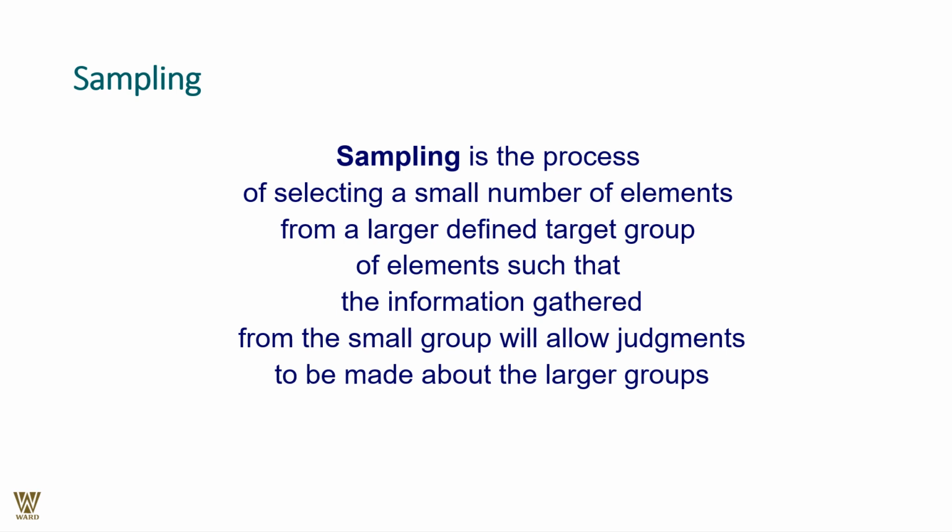So what is sampling? Sampling is nothing but a process. Remember, this is the most important process of selecting a small number of elements from a larger defined target of elements such that the information gathered from the small group mimics the properties of the larger group and allows us to make judgments or come to a decision.